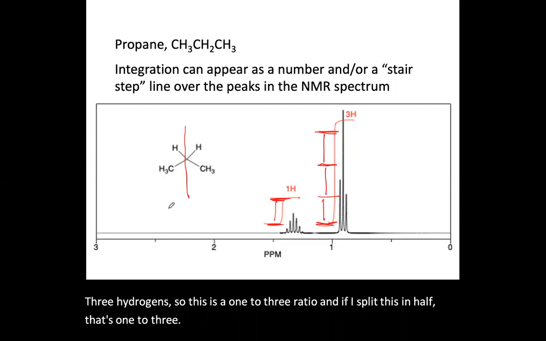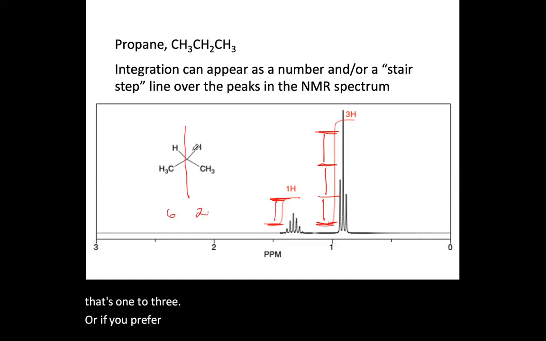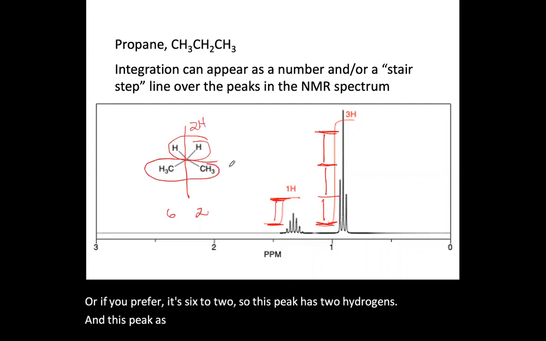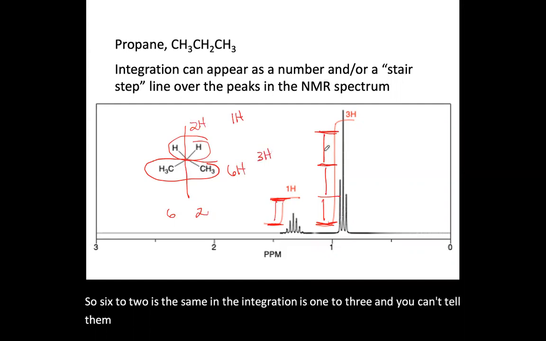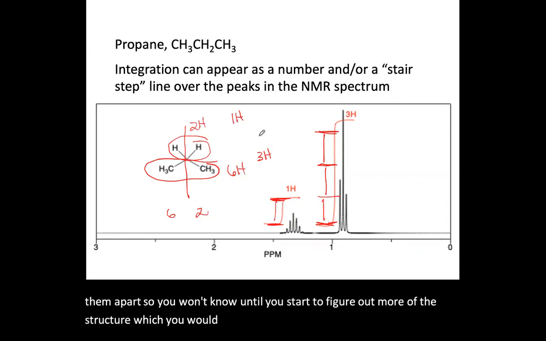Or if you prefer, it's 6 to 2. So this peak has 2 hydrogens, and this peak has 6, because it's a ratio. So 6 to 2 is the same in the integration as 1 to 3, and you can't tell them apart. So you won't know until you start to figure out more of the structure whether you really have 2 to 6 or 1 to 3.